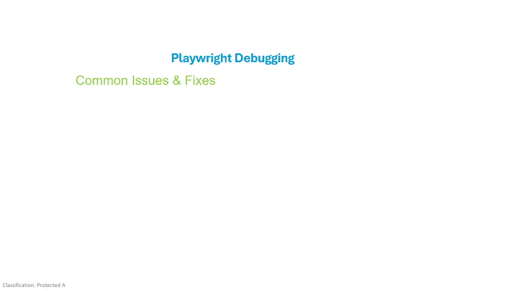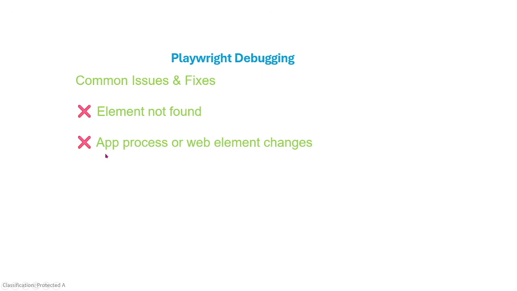Common issues and fixes. In general, a common issue is elements not found. This is probably due to a wrong or incorrect locator. So go to the web page, find the web element, and get the correct locator. Another cause is when your application updates and the web elements change. Then you need to recode this process or write new code for it.